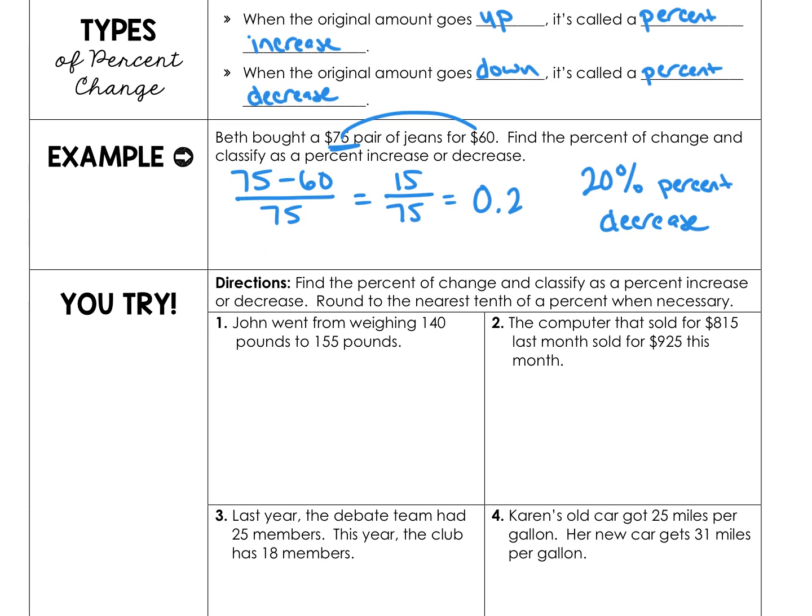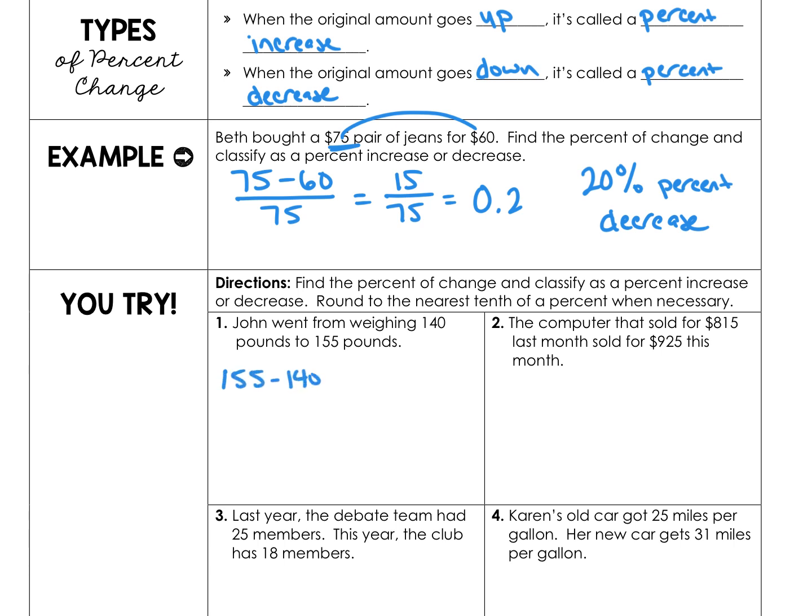All right, so let's look at just one more example altogether because they all pretty much function the same way. And like I said, you just have to determine, is it a percent increase or a percent decrease? All right, so John went from weighing 140 pounds to 155 pounds. So I'm going to take that 155, and it's the change from 140.